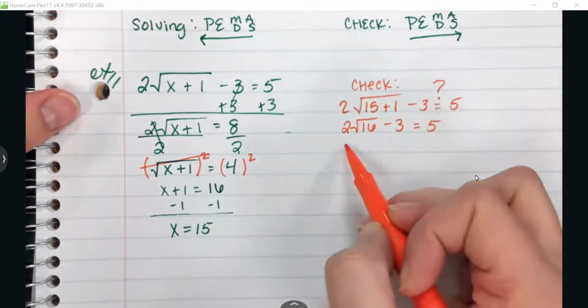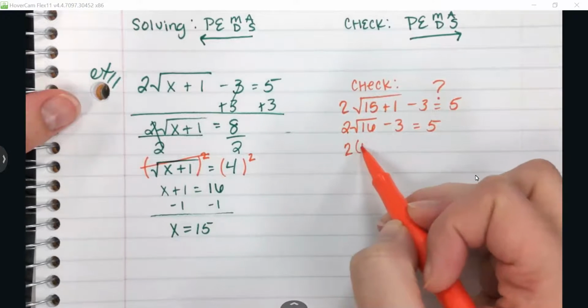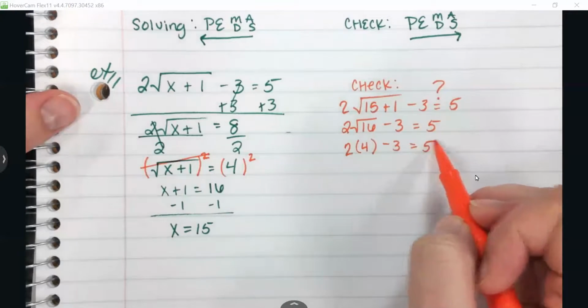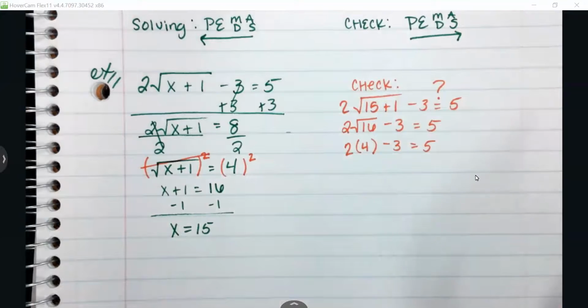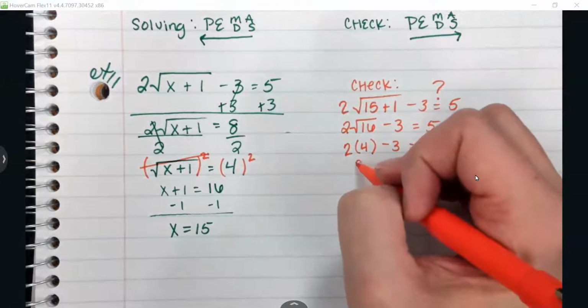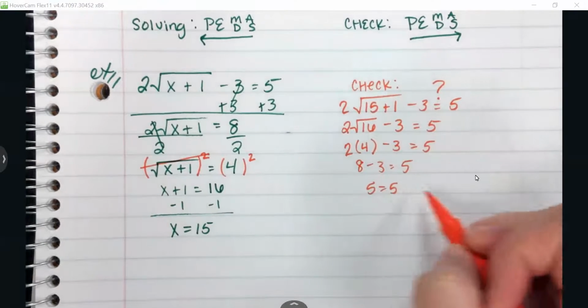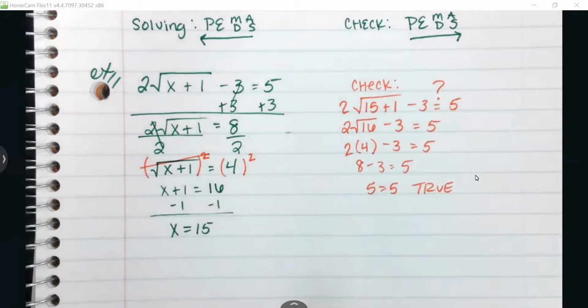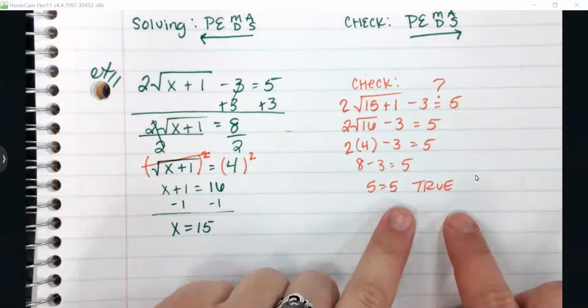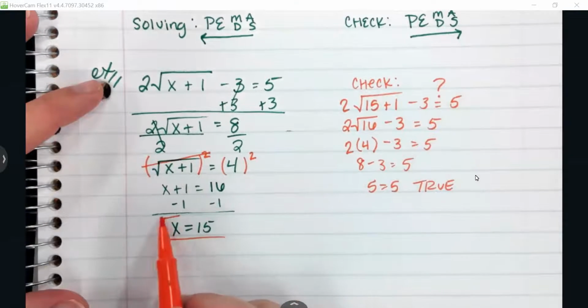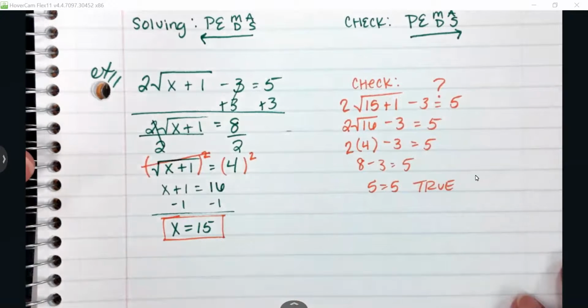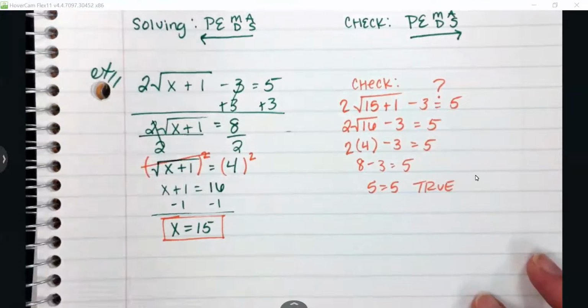What is the square root of 16? 4. So I'm going to write it in parentheses because if you can tell me what it is, I write it in parentheses. 2 times 4 is 8 minus 3. And 8 minus 3 is 5. So this is true. Since it is true, then x equals 15 can get a box because it is a good answer. Okay? It's not hard. It's just a lot of steps, right? We're going to do one more together.